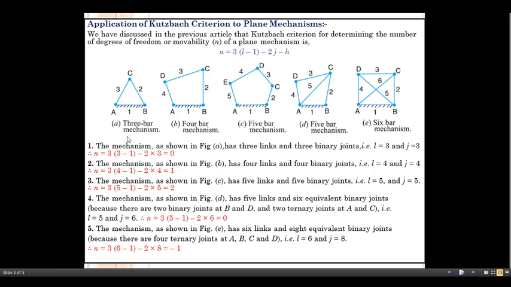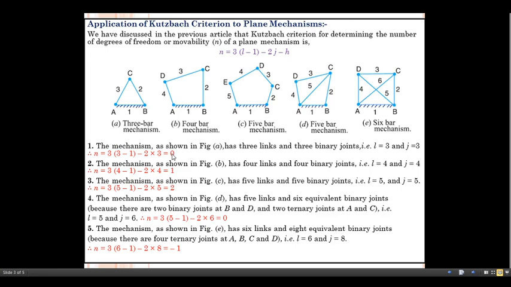What about the number of links in this mechanism? The total number of links with us is 3, so 3 minus 1, and minus 2j. So j is nothing but the number of binary pairs, or in other words we can say the number of lower pairs. Just count the number of binary joints. Already we have written here the number of joints with us, 3. So substitute the value for j as 3, and the value for h with us is 0 in this case.